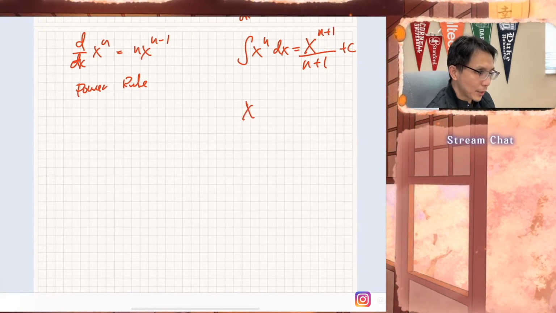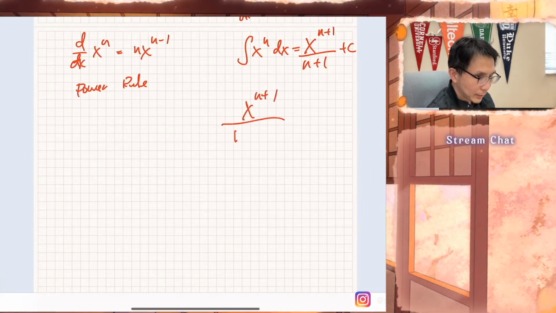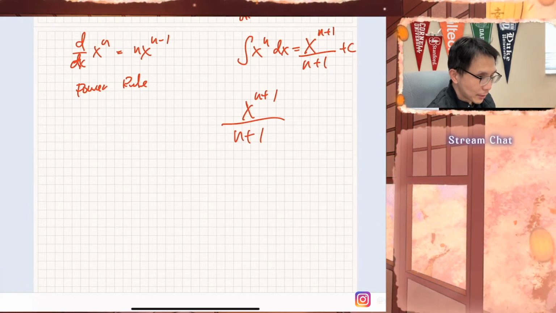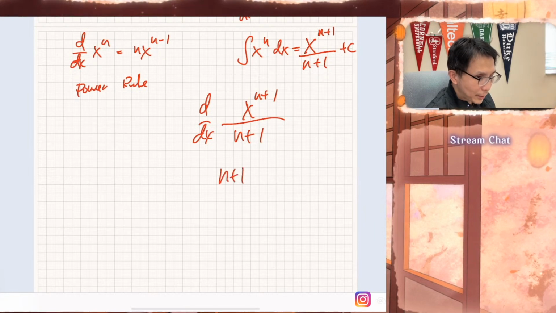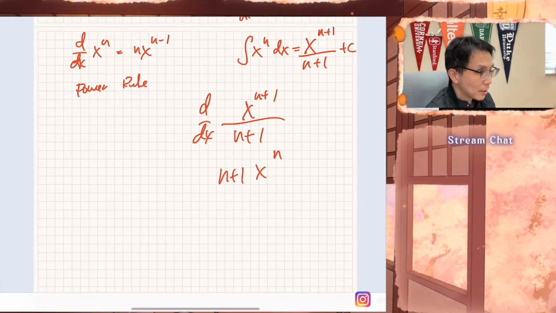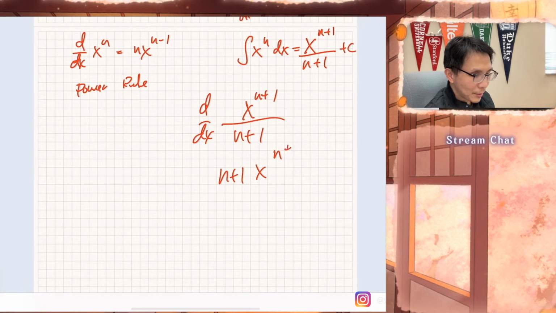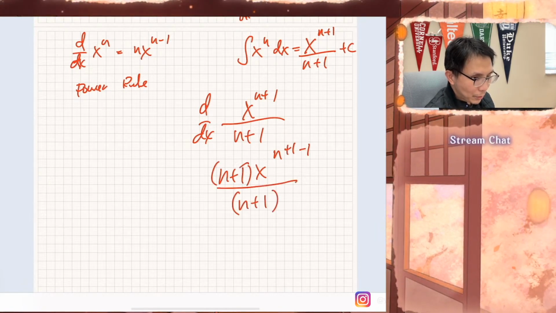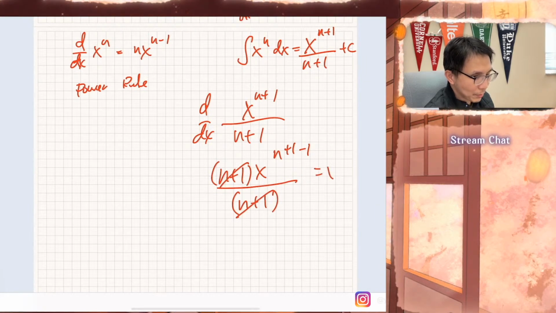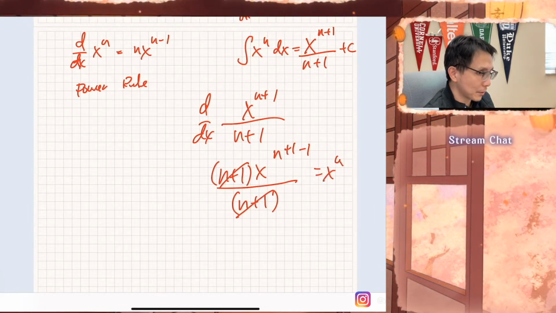If I take a derivative of this, the n plus 1 is going to come to the front, and x goes to the n plus 1 minus 1, all over n plus 1. So the n plus 1 will eventually cancel out, and this becomes x to the n. So that's the antiderivative.